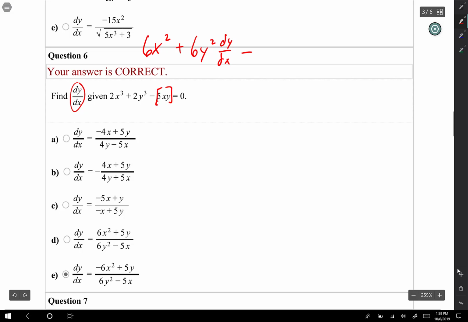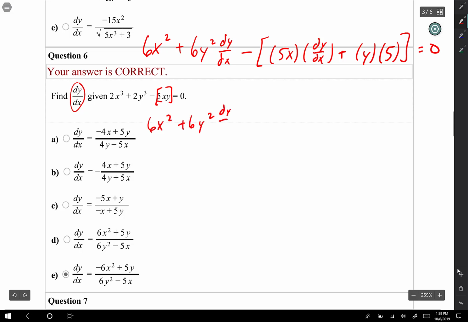You can group the 5 with the x if you want, guys. So here we go. First times the derivative of the second, dy/dx, plus second times the derivative of the first. All that equals 0. I'm going to distribute it, guys. So here we go. 6x squared plus 6y squared dy/dx minus 5x dy/dx minus 5y. I distributed the negative like so. Equals 0.